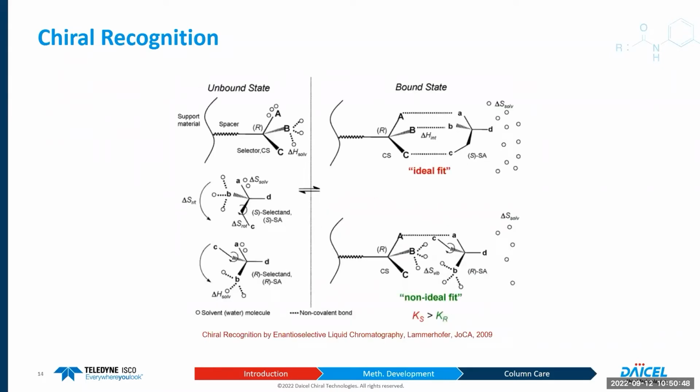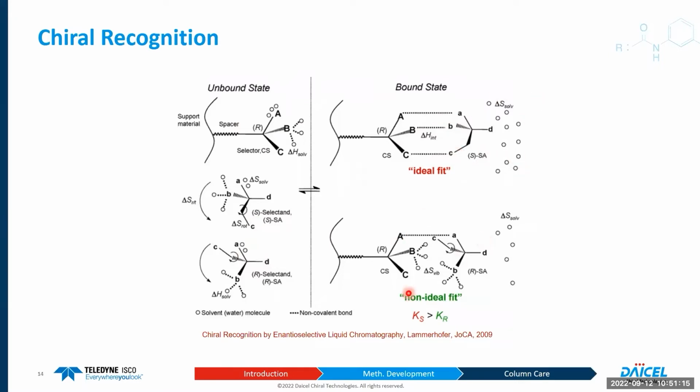Now, in reality, the situation's a little bit more complicated because you have to take into consideration that your analyte and your chiral selectors are all solvated by the mobile phase. So at the top here, you've got your chiral selector, and you've got your analytes that are also solvated. And when there is an interaction in, say, an ideal fit where the active enantiomer is lined up perfectly with the chiral selector, you'll see some exclusion of the solvent.